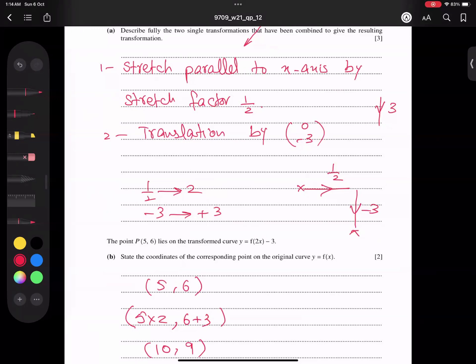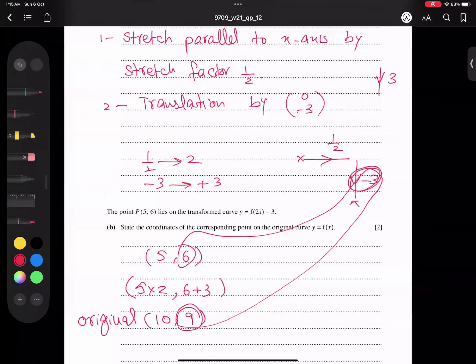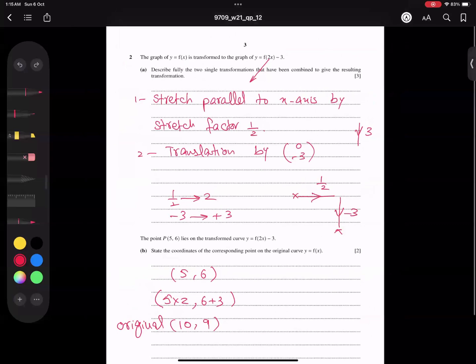I repeat again, you can just check it. For example, these are the original coordinates, which is (10, 9). After the transformation, we get this answer. So check it. If I make it half, I get 5. If from 9 I subtract 3, I get 6. So after the transformation, we get this, and before the transformation, we get back the original. I hope you got this point very clear. And let's go for the next question.